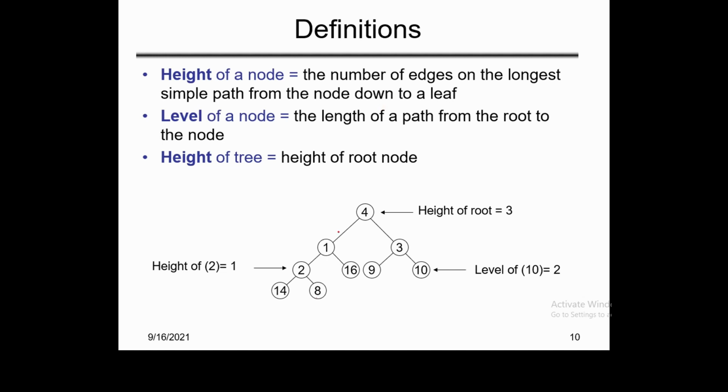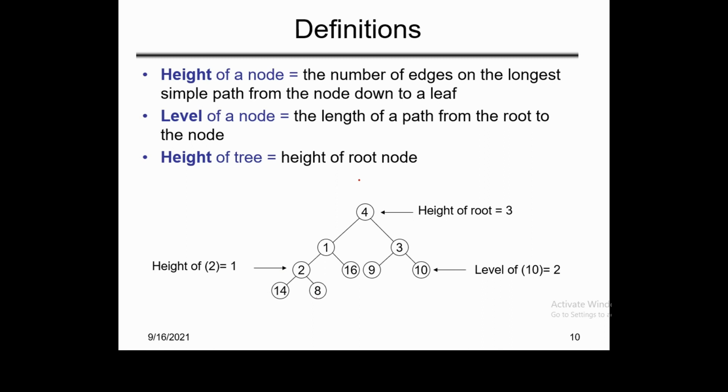Now, levels of a node. Starting from the root node, the level of any node is the length of the path from the root to the node. This is the root node, and it is itself the root, so its level will be 0. The next node's length from the root is 1, so its level is 1. Its length from the root is 2, so its level is 2. Its length from the root is 3, so it is level number 3.